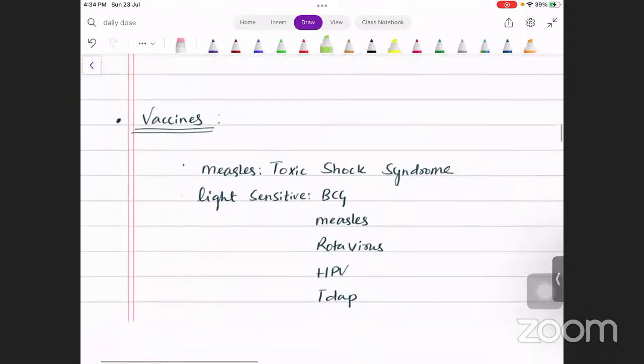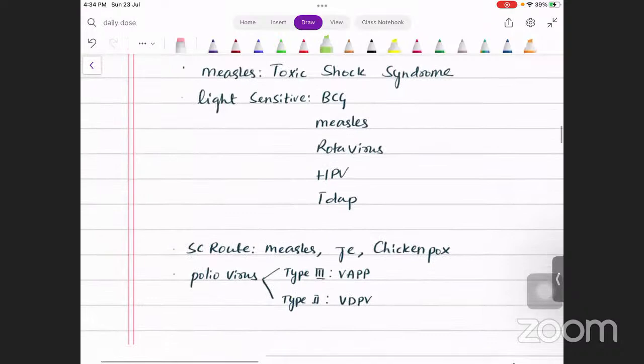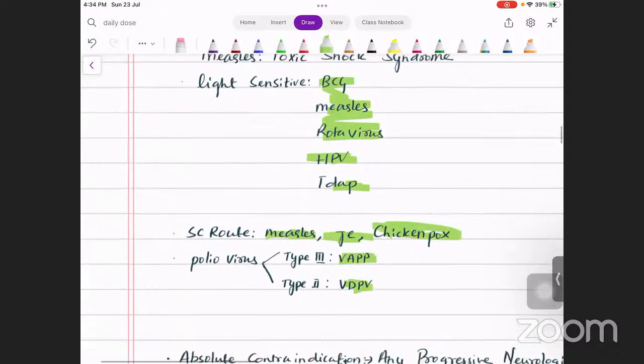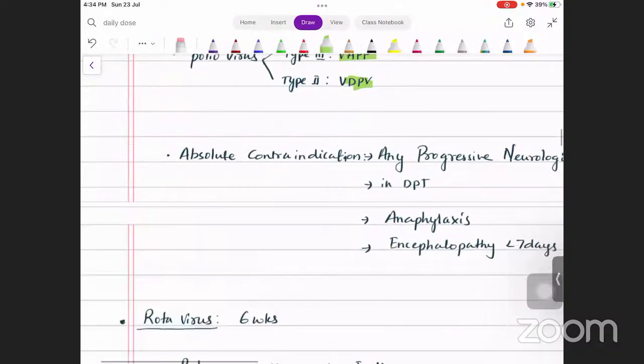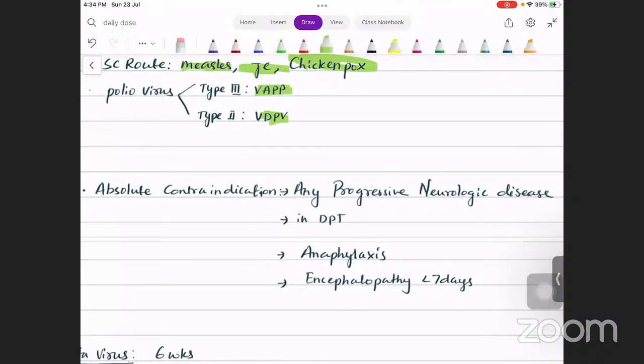Next is vaccines and their complications. First, measles can produce toxic shock syndrome. Light sensitive vaccines are BCG, measles, rotavirus, HPV, and Tdap, while subcutaneous route vaccines are measles, Japanese encephalitis, and chickenpox. Poliovirus: type 3 VAPP, and type 2 VDPV. We talked about the vaccines in PSM. If you want PSM part 1, you may see this vaccine part. Each and every one, including training, location, and dosage, is mentioned there.